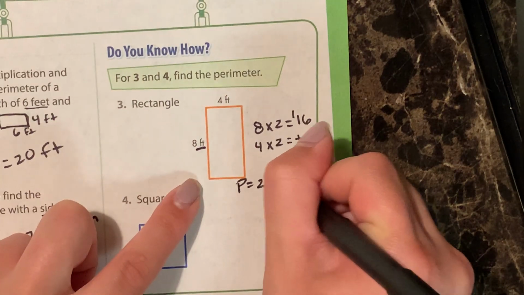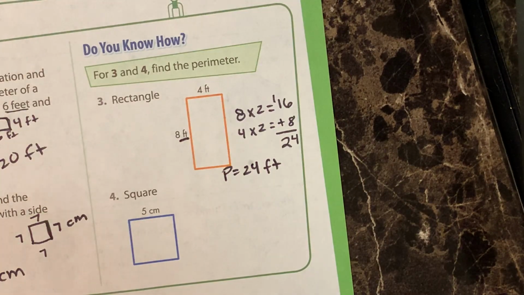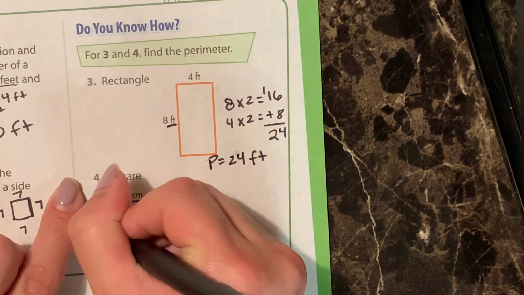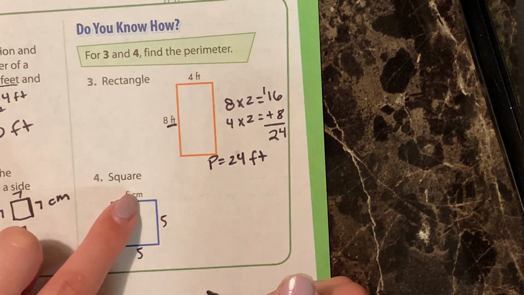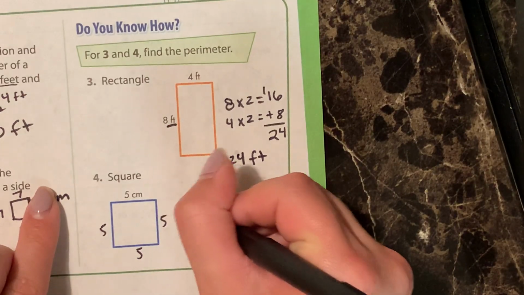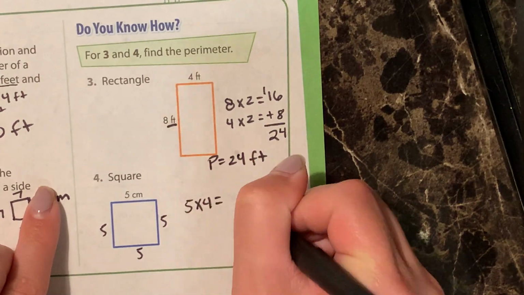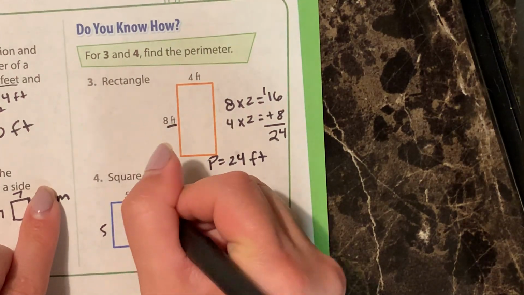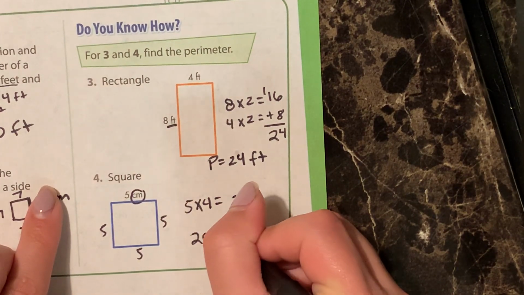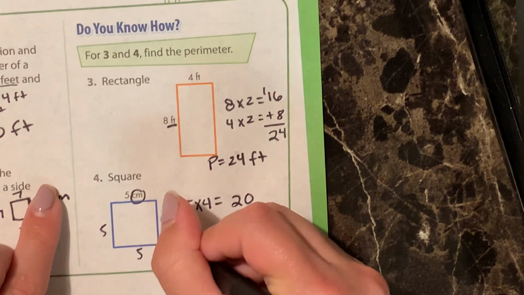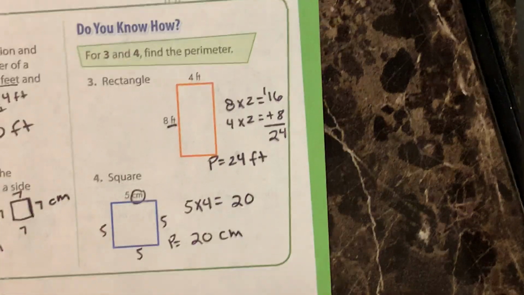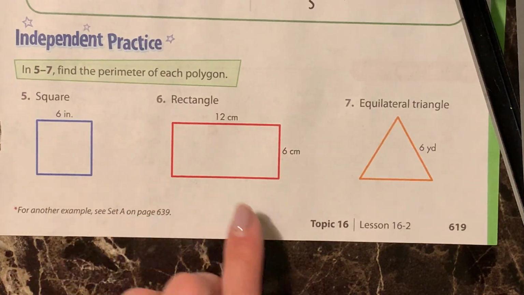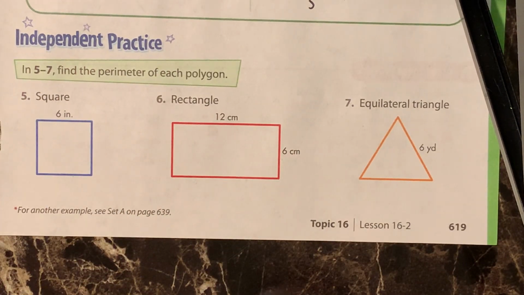In the picture, feet. Okay, this one is a square, so that means they are all fives. 5 times 1, 2, 3, 4 equals 20. Where do I get my label? The picture, 20. Centimeters, P equals 20 centimeters. Okay, if you feel comfortable now, go ahead and try to do 5, 6, and 7.